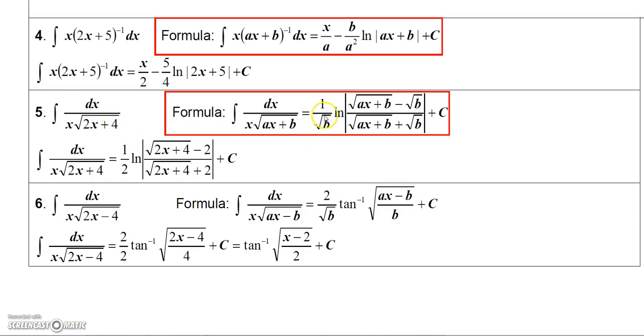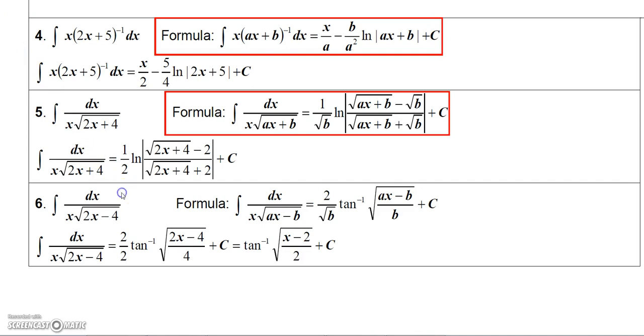So if I use this formula, I'd have 1 over square root of 4, which is just a half, and then times the natural log of the square root of ax plus b minus the square root of b, so that'd be square root of 4, which is 2, and then all over the square root of ax plus b plus the square root of b, which would be, again, 2, and then plus a constant. So there's your answer for that one.